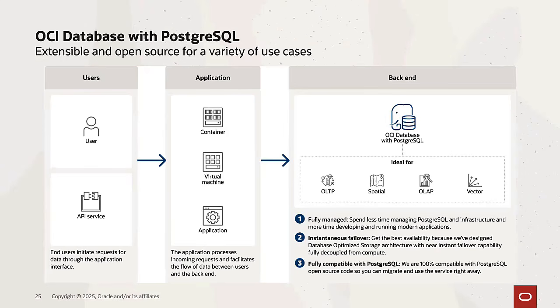Again, Postgres is a great solution for online transaction processing, spatial data, online analytical processing, and as a vector database via the pgvector extension. That's going to enable your artificial intelligence workloads and semantic search, which we'll get into in a second with the demo. Our service is fully managed, so you're spending less time managing and more time developing features customers care about. It has instantaneous failover thanks to the database-optimized storage, and it's 100% compatible with PostgreSQL, so there's no vendor lock-in. You can migrate and start using the service right away if you're already using Postgres.